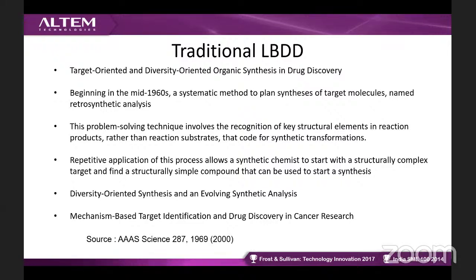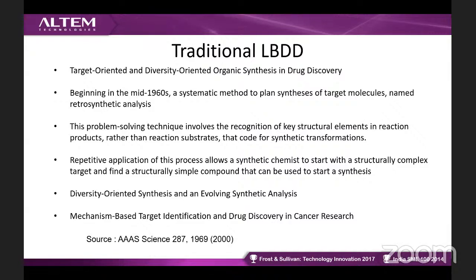So let's see how this started. If you take traditional ligand-based drug designing, target and diversity-oriented organic synthesis have played a major role in the discovery process. In 1960, a systematic method was introduced and named retrosynthesis. This approach was taken towards identifying key elements in a reaction, rather than reacting substrates and forming synthetic routes and transformations. Repetitively, it led synthetic chemists to start working on structurally complex targets and identify a simple compound to be used for synthesis. Because synthesis is not an easy task.